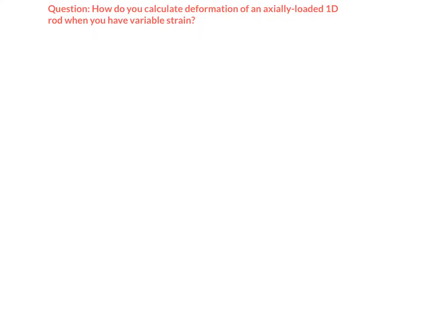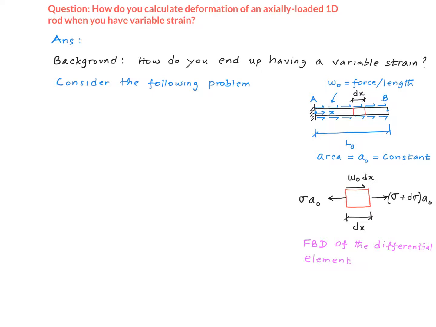The question is, how do you calculate deformation of an axially loaded 1D rod when you have variable strain? For completeness, let's start by answering the question of how we end up having a variable strain. Let's make it clear what we mean by variable strain. Here, when we say variable strain, we mean a strain that varies with distance. There are several reasons why one would end up having a strain that varies with distance.